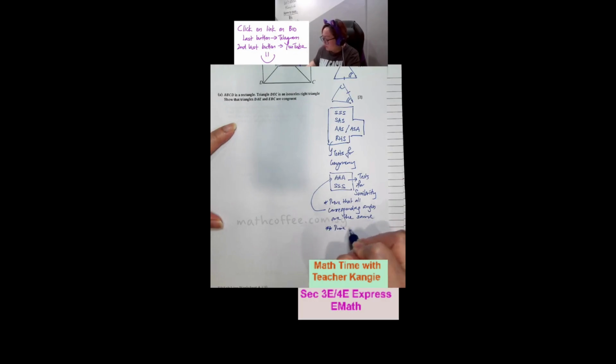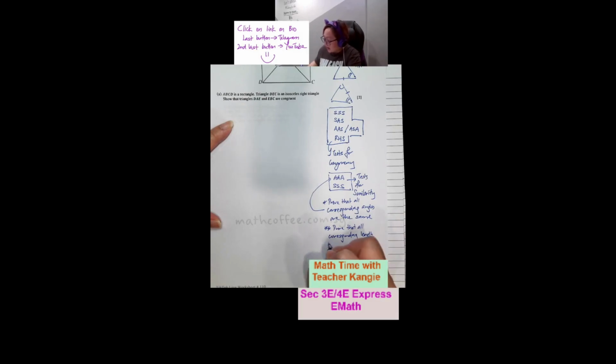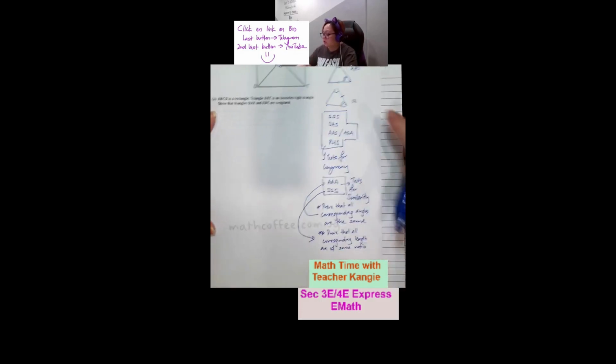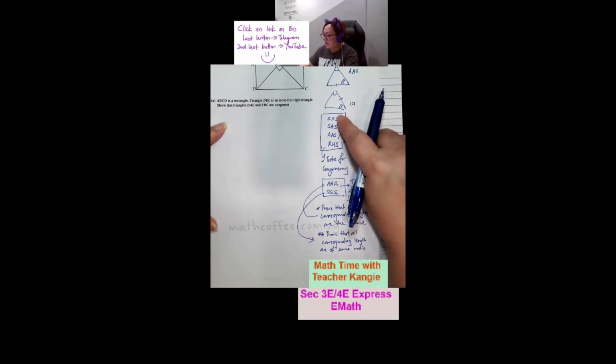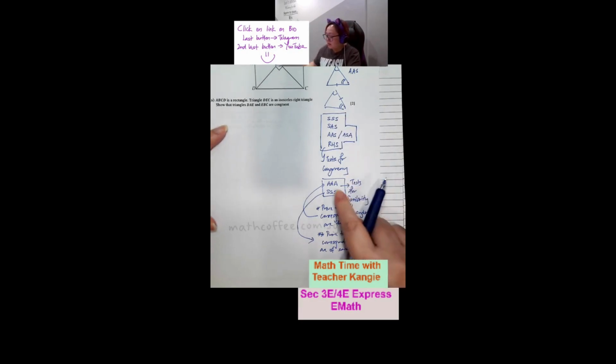Or you prove that all corresponding lengths cannot be the same, because this is similarity. Corresponding lengths are of the same ratio. This is for SSS. So you need to know that this SSS and this SSS are different. This SSS test for congruency is you have to prove that the corresponding three sides are exactly the same. That is congruency. This SSS represents that the corresponding lengths must be of the same ratio.